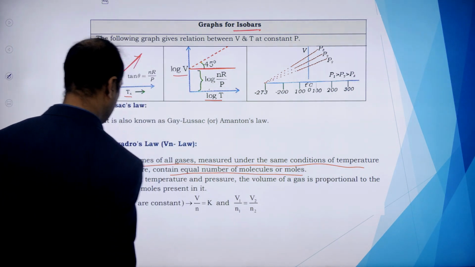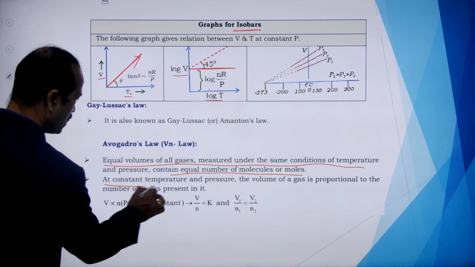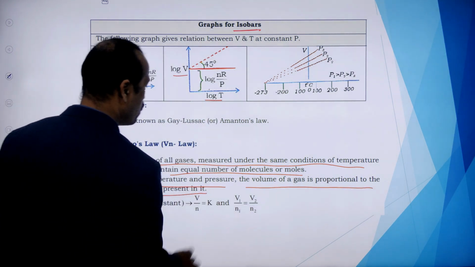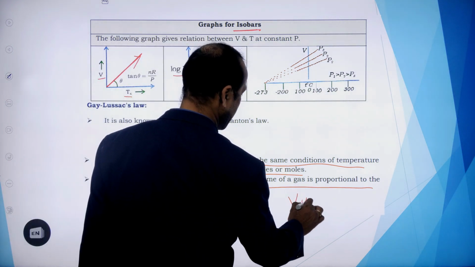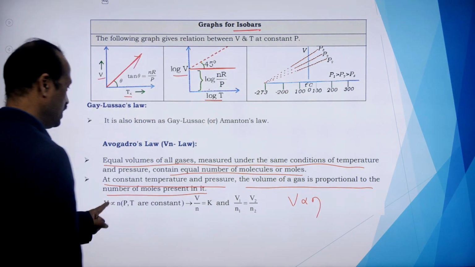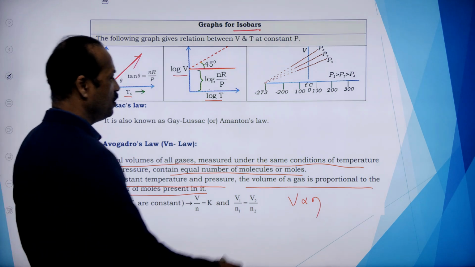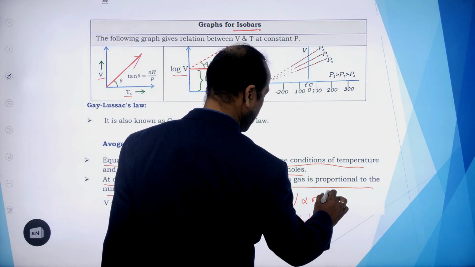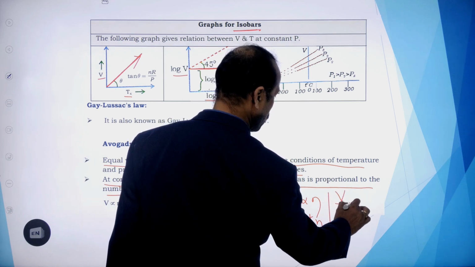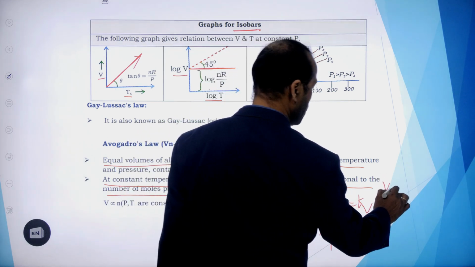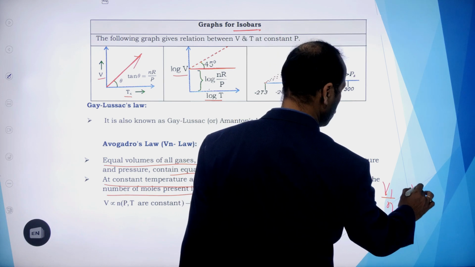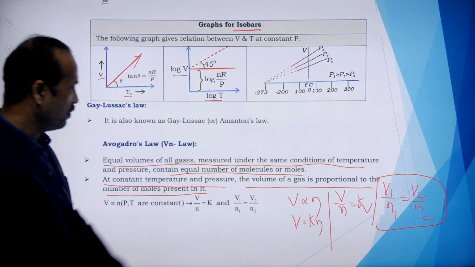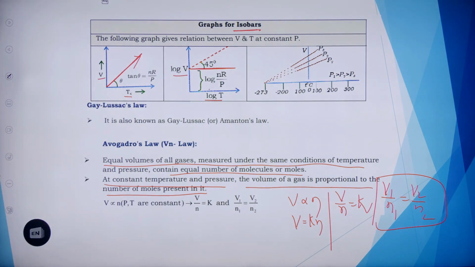Equal volumes of all gases under the same conditions of temperature and pressure contain an equal number of molecules. Like this you can also say, at a constant temperature and pressure, the volume of a gas is proportional to the number of moles. So V is directly proportional to N. When you remove the proportionality sign, V is equal to K into N. If you bring N here, V by N is equal to constant. If we put two conditions, V1 by N1 is equal to V2 by N2. That's all.